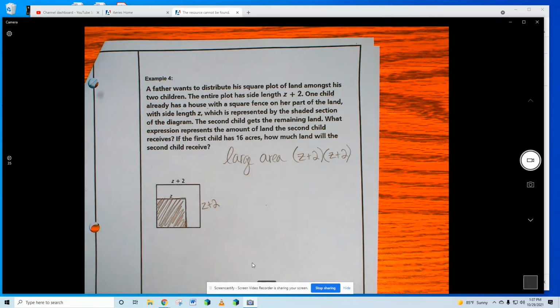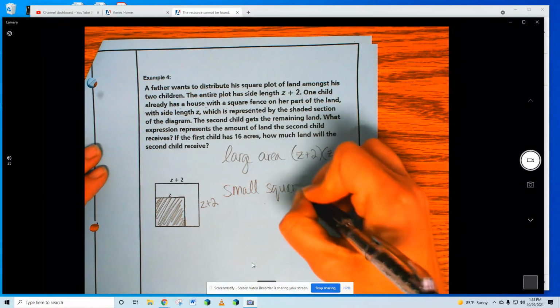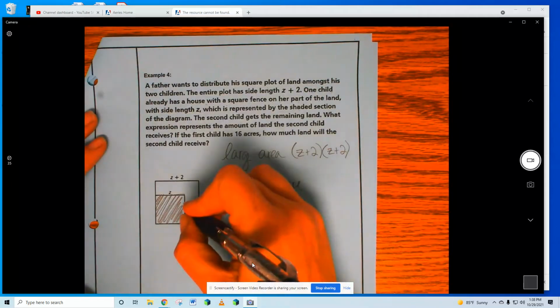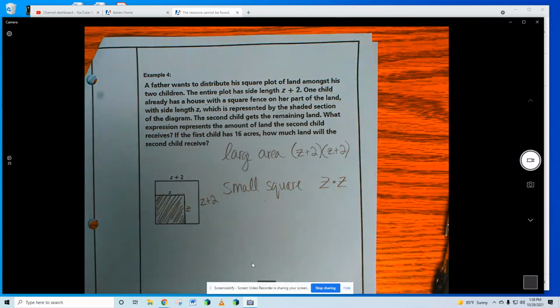Okay. The small area, the small square, what's the area? What's length times width of the small square? It's not labeled, but it says it's a square. So if it's a square, what's my side? Z by what makes a square? Z by Z, because they're the same side lengths. So Z by Z. Good.